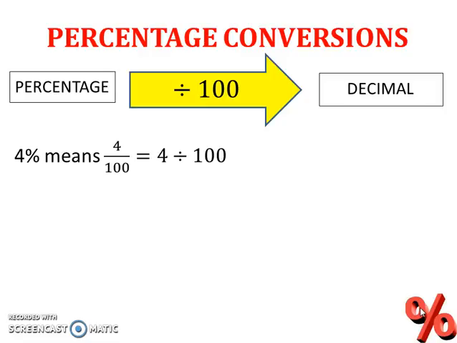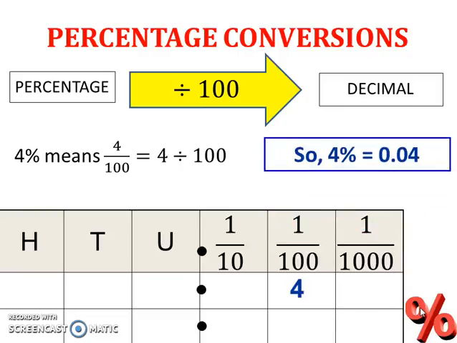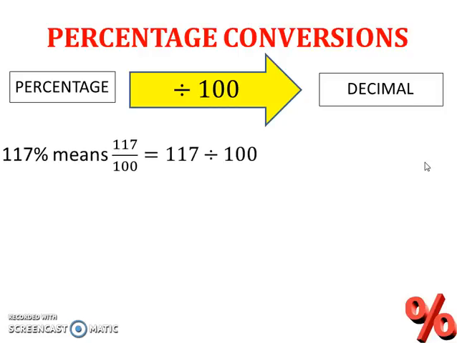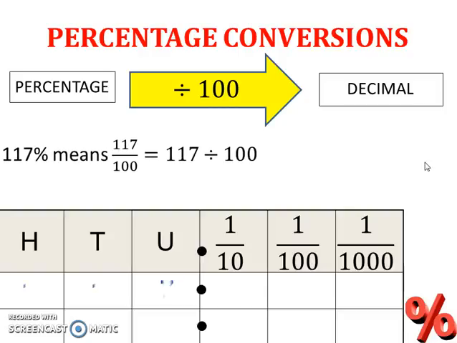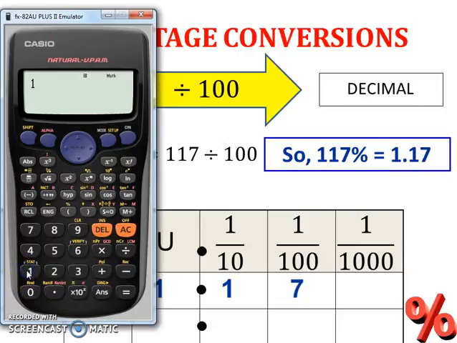Another example of this, our 4 out of 100, is we get our 4, we move it over 2 places, and we've filled any gaps up with zeros. So we've got 0.04. This one, again, we get our 117, we move them all over 2 places, and we'll get that 1.17. So again, on your calculator, you can put in 117, shift percent and equals, and it comes up in your decimal form for you.